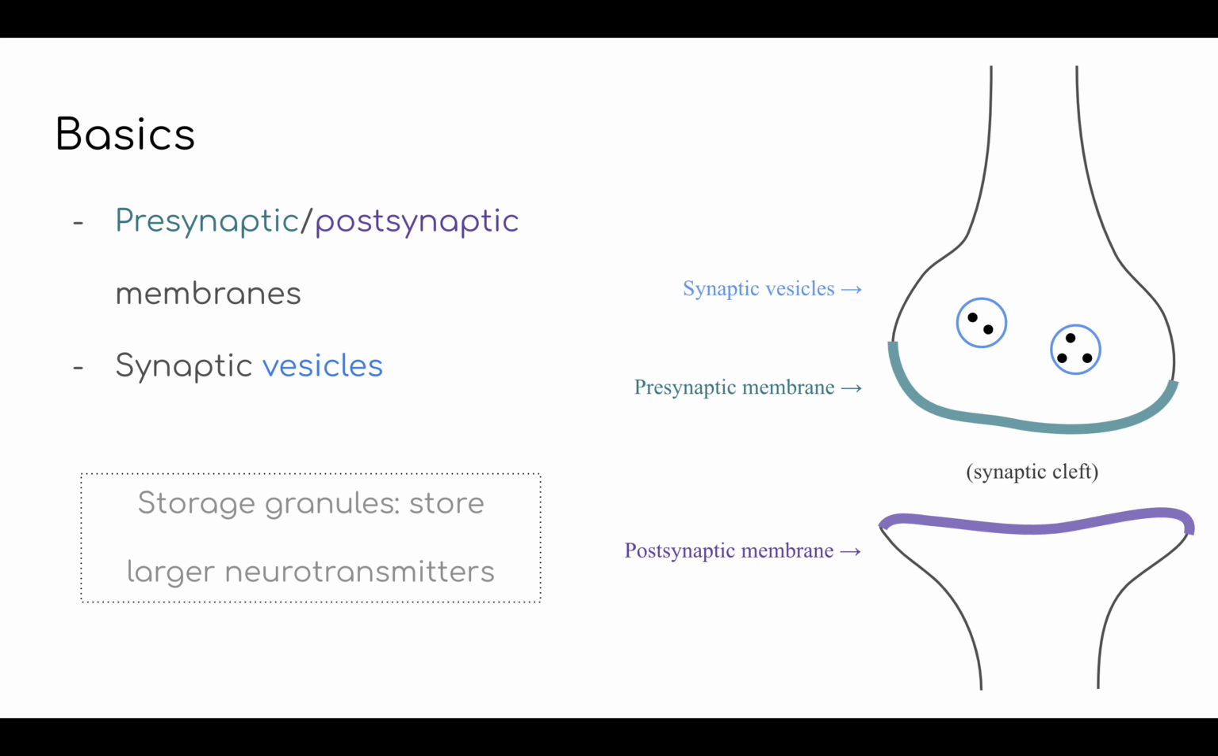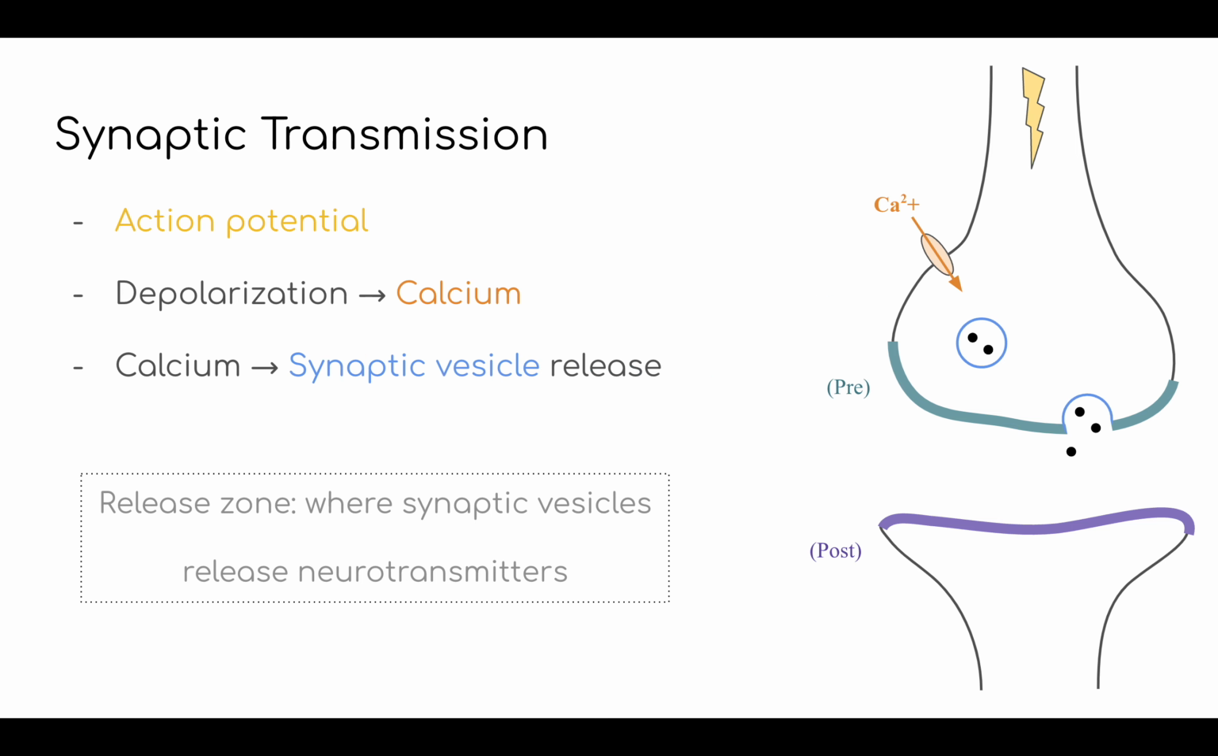It's also important to note the synaptic vesicles, which are where neurons store small and frequently used neurotransmitters, and to know about storage granules, which are for larger neurotransmitters.